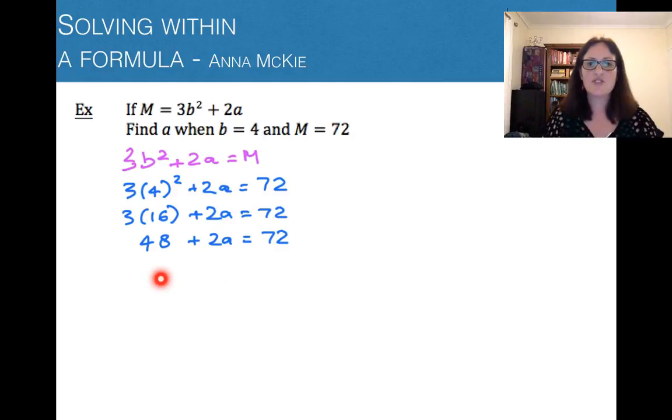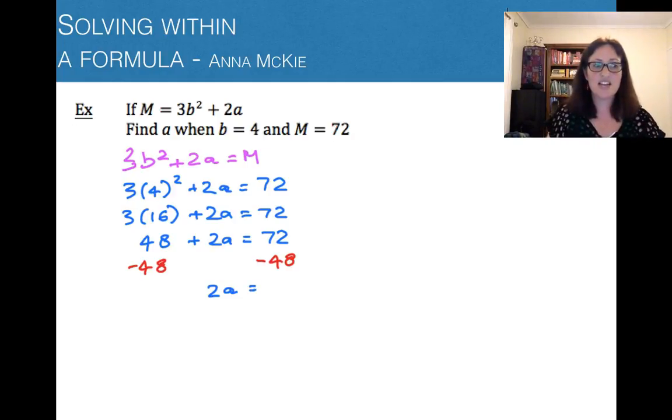We need to use inverse operations to get a on its own. And the last thing being done to it would be add 48. So the opposite of add 48 would be minus 48. And what you do to one side, you must do to the other. So those 48s have cancelled out, and on the left-hand side, we're left with 2a. And what is 72 take 48? 24. Now here, it's 2a is equal to 24.